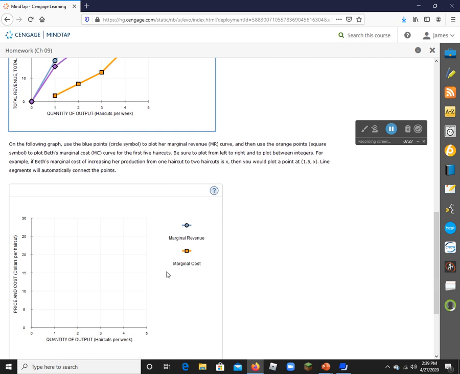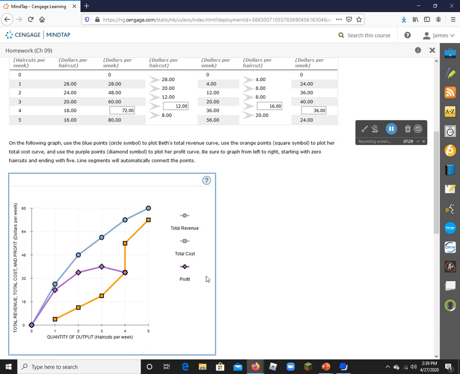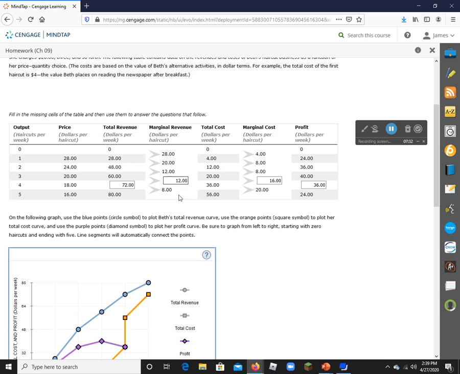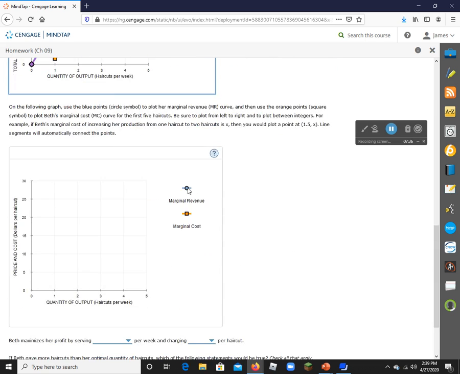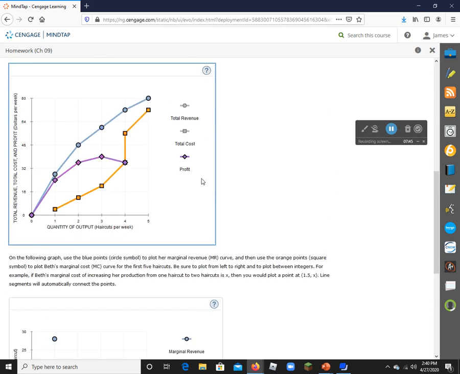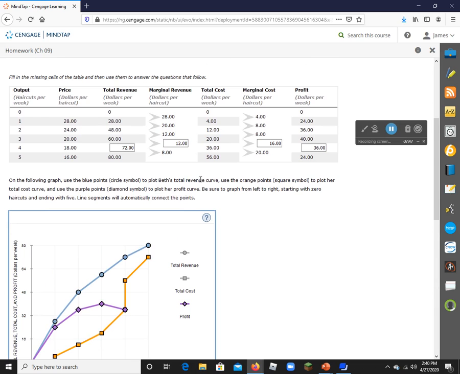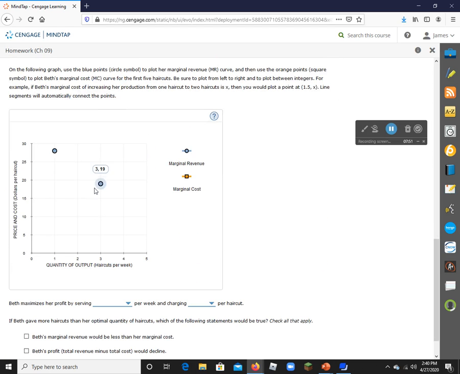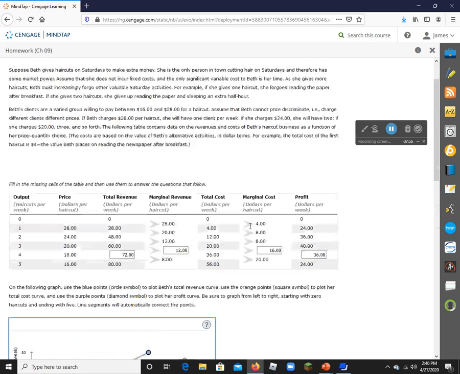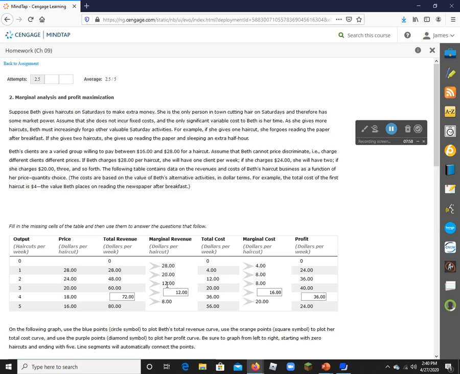Now we'll graph her marginal revenue curve. Okay. Marginal revenue is here. At 1 unit of output, marginal revenue is $28. Marginal revenue is $20 for the second haircut. For the third haircut, marginal revenue is $12.